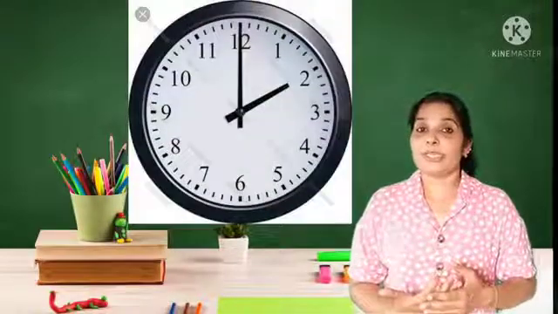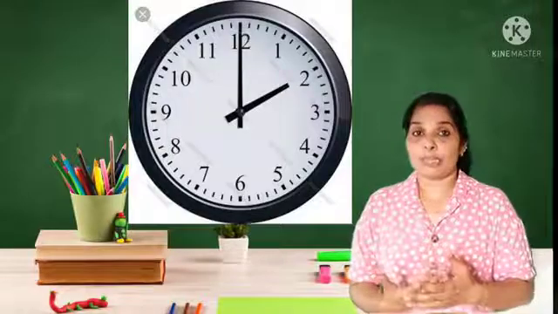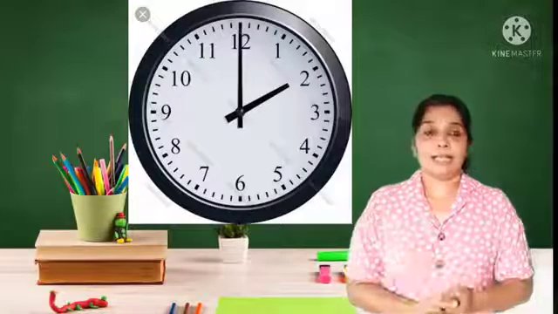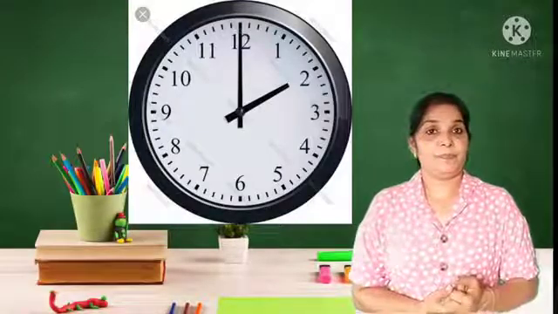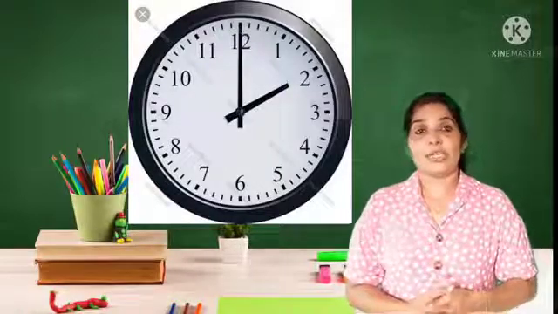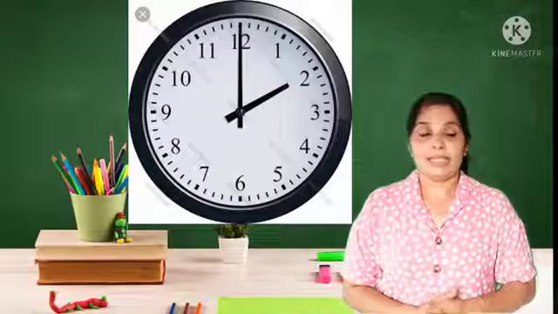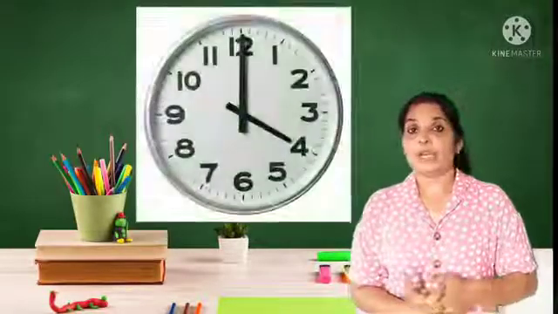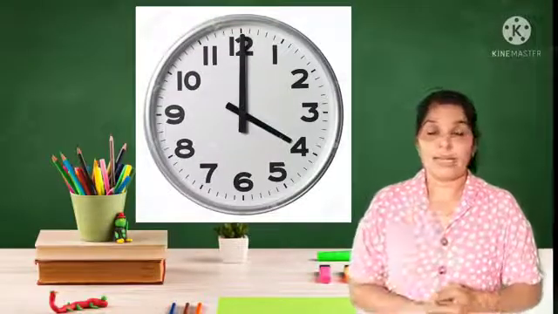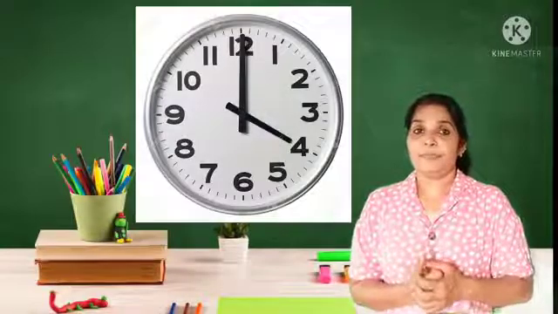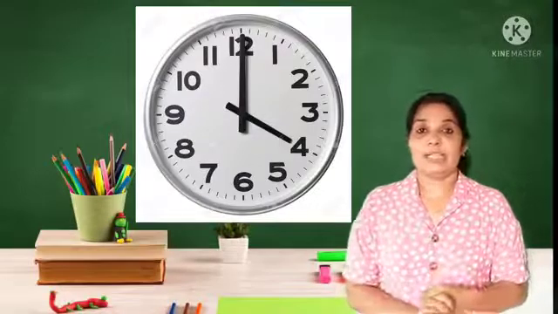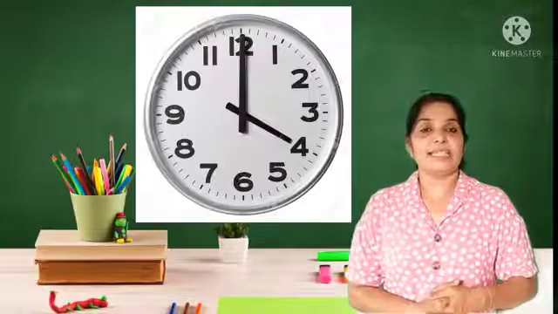Okay, see the next one. The hour hand, the short hand, is pointing at 2, and the long hand is pointing at 12. Now come on, tell me, what's the time? The time is 2 o'clock. Okay, see the next one. The short hand is pointing at 4 and the long hand is pointing at 12. So what's the time? The time is 4 o'clock.